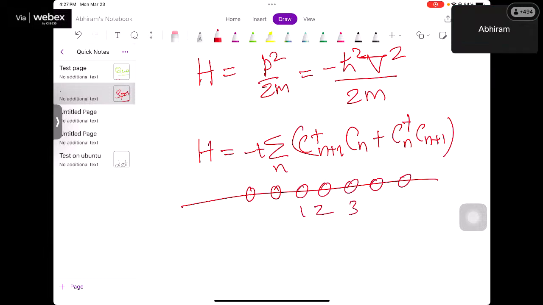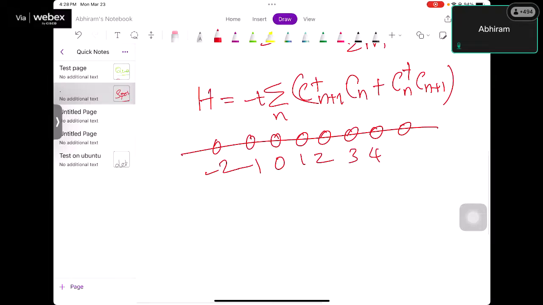Okay, 1, 2, 3, 4, 0, minus 1, minus 2. So electrons are basically not confined here. They are hopping. That is what this describes. The dispersion relation from this you can obtain. It is basically E equal to minus 2t cos k.